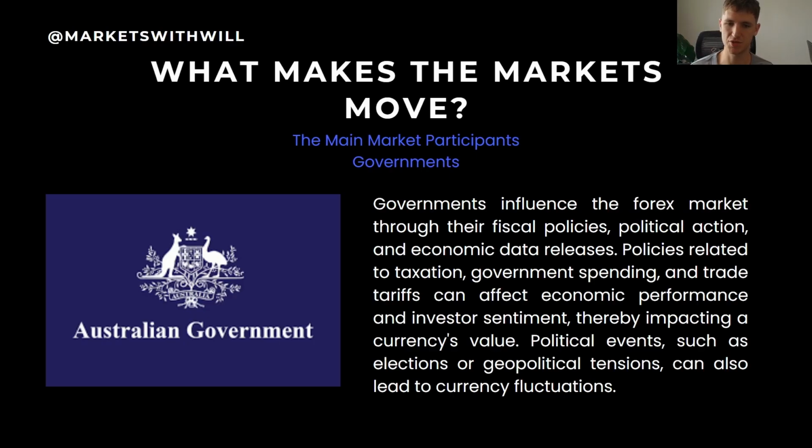Now, policies related to taxation, government spending, and trade tariffs can affect economic performance and investor sentiment, thereby impacting a currency's value. Political events such as elections or geopolitical tensions can also lead to currency fluctuations. The political and geopolitical stance can be a little hard to track because usually you have to monitor news a lot more frequently. You can see the times that huge market participants are actually having meetings.